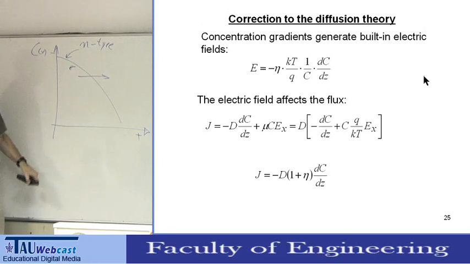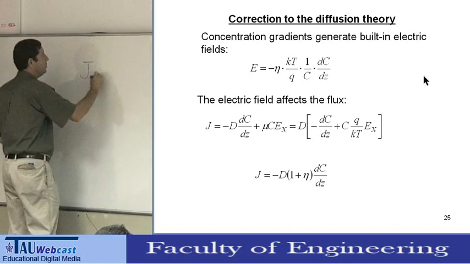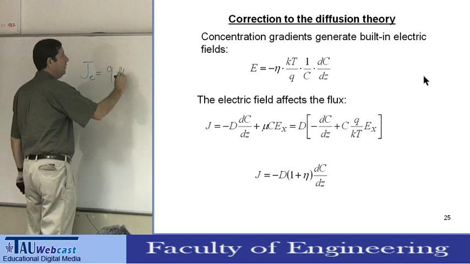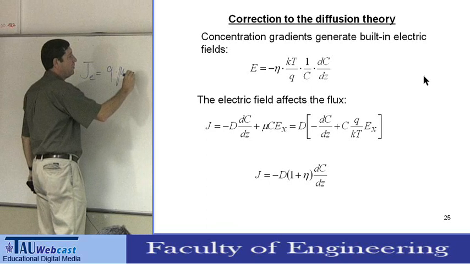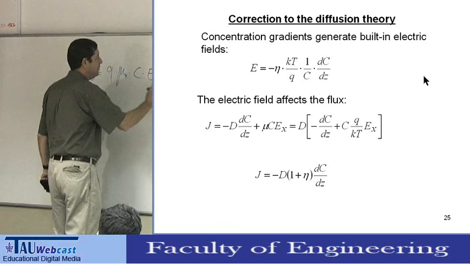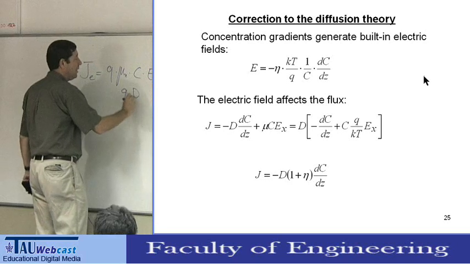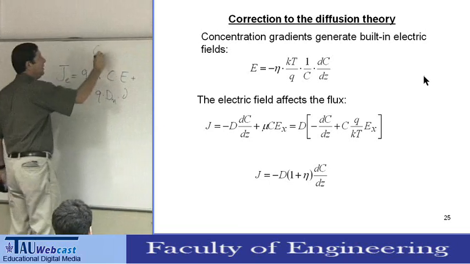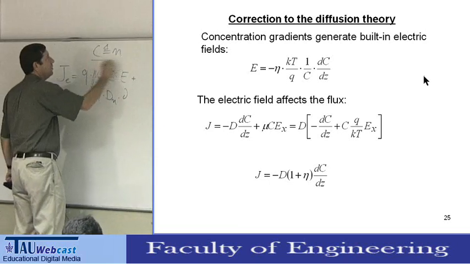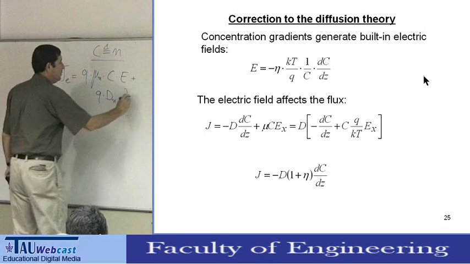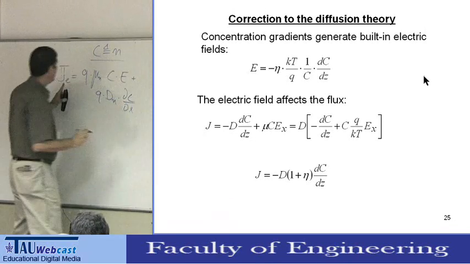So what happens? We can calculate the total current of the electrons. If you remember, it's q times their mobility times the concentration of the electrons, which is C, times the electric field, plus q times their diffusivity D times dN over dx. We know that C equals N, because the number of electrons is equal to the number of N-type dopants, dC over dx. But what is the total number of electrons?